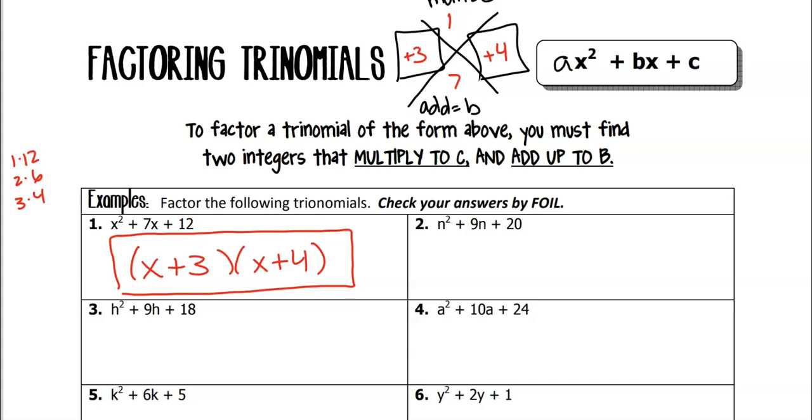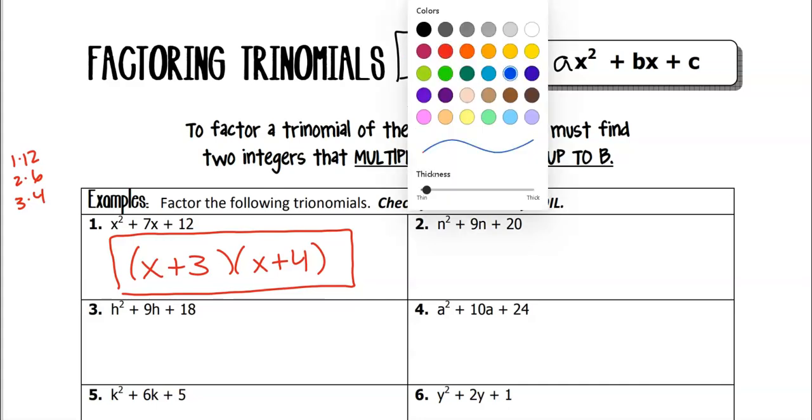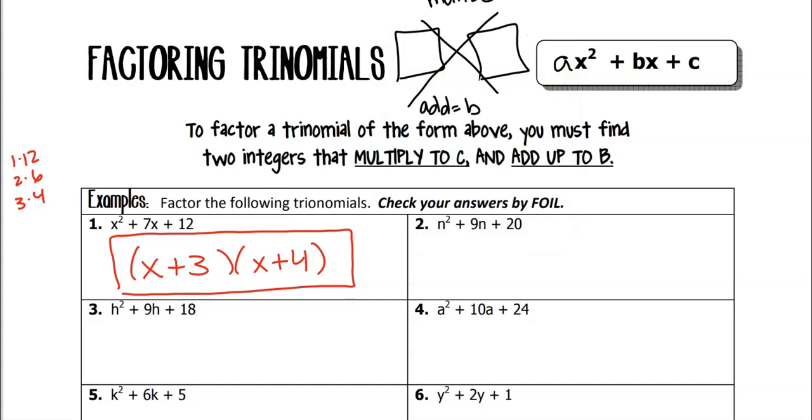All right, so number 3. Let me clear my X box. All right. So number 3, let's do one more together. h squared plus 9h plus 18, 3 pieces. My C value is 18, so my numbers have to multiply to give me 18, but they have to add together to give me 9.